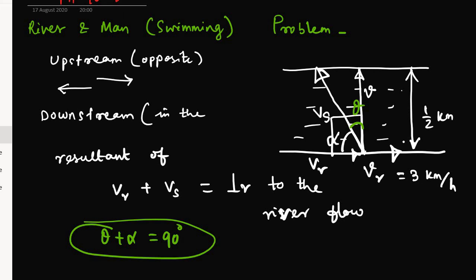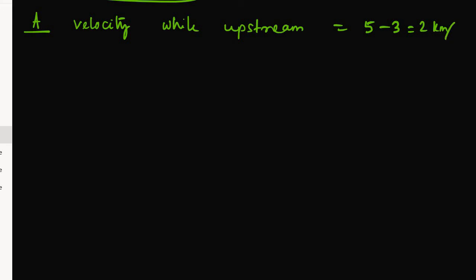Now how to solve the problem. Velocity while swimming upstream for person A, what would it be? It would be 5 minus 3, 2 kilometer per hour. Why am I subtracting 3? 3 is the velocity of the river and 5 is the velocity of the swimmer, and as it is upstream, that's why I am subtracting.